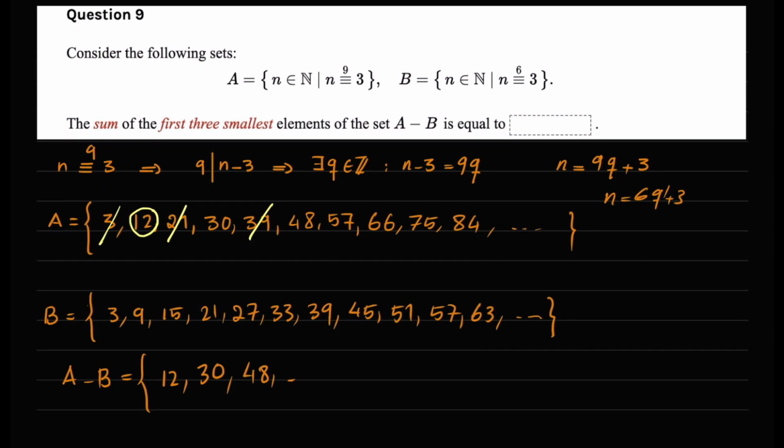Of course, this list will continue, but I don't need more than that because I just need the 3 smallest elements of A minus B. I know that these are these numbers, so the question mark is the sum of them. And this is 90. Oh, sorry, this is 90. And this is the answer that you have to put there.